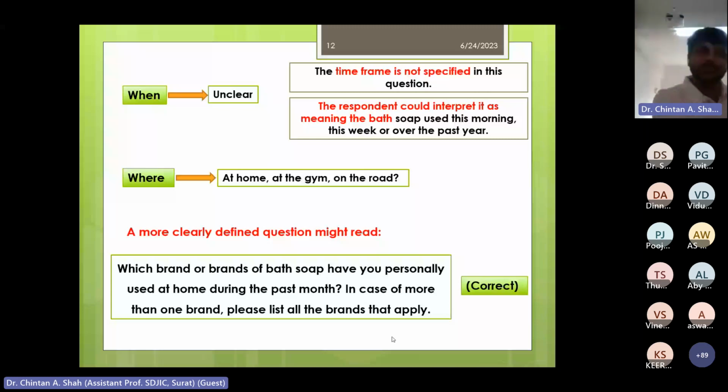So people can recall the last month which brand they have used, whether it is Lux, Dettol, Dove, or any other; there are different brands of soap available. In case of more than one brand, you can provide options. Maybe in the morning I use Dettol for freshness, and in the evening I use another bar soap. So it is open for everyone.